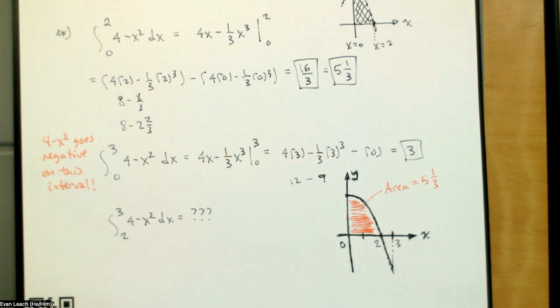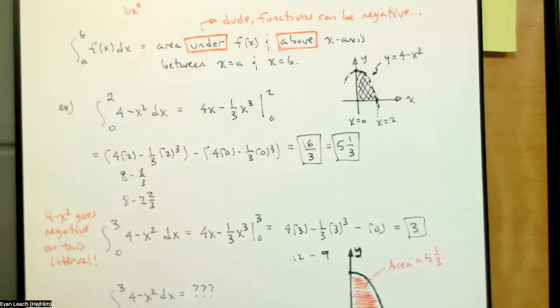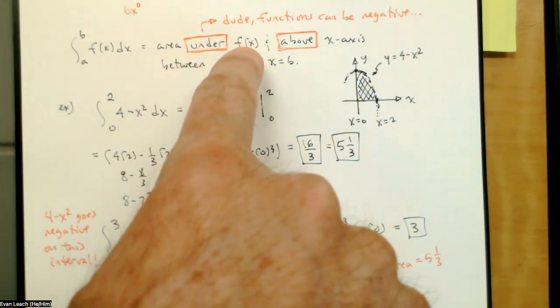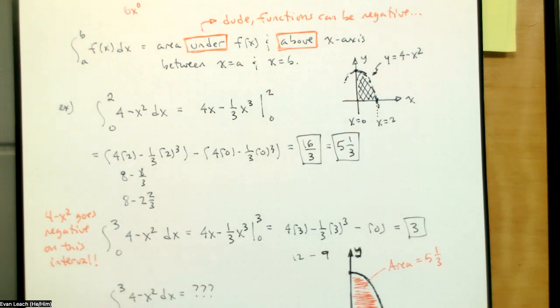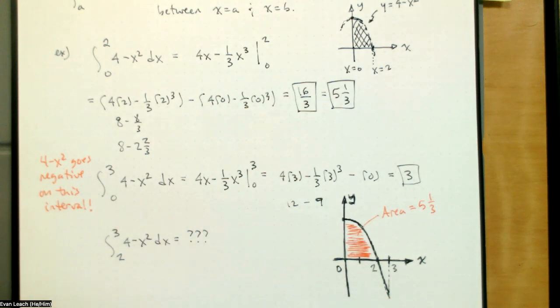That area, the definite integral, reads area below the x-axis and above the function as negative area. It's counting that against the total. So from 0 to 2, we have all this positive area, 5 1/3. From 2 to 3, we're accumulating more area, but the definite integral reads that as negative.